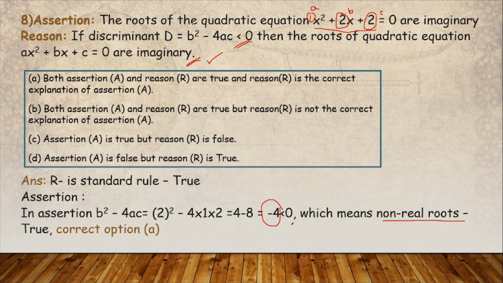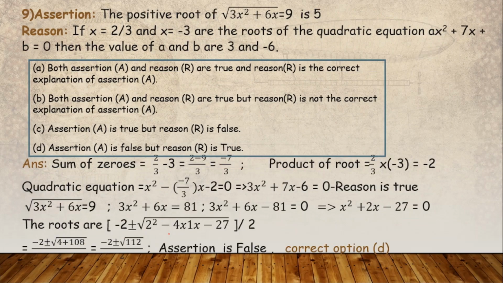Both the statements are talking about the discriminant, that means finding the property of the zeros. So they have a connection. We go for option A.